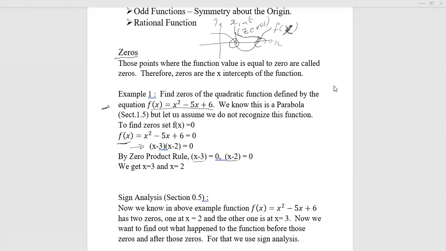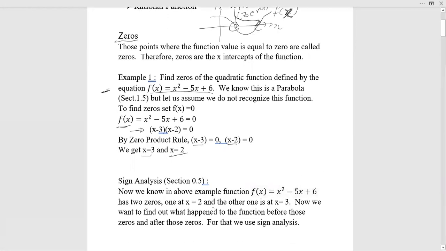We know in the above example f(x) equal to this has two zeros. We get two zeros, x equal to 3 and x equal to 2. Now we want to find out what happens to the function before those zeros and after those zeros. Right? Clear?